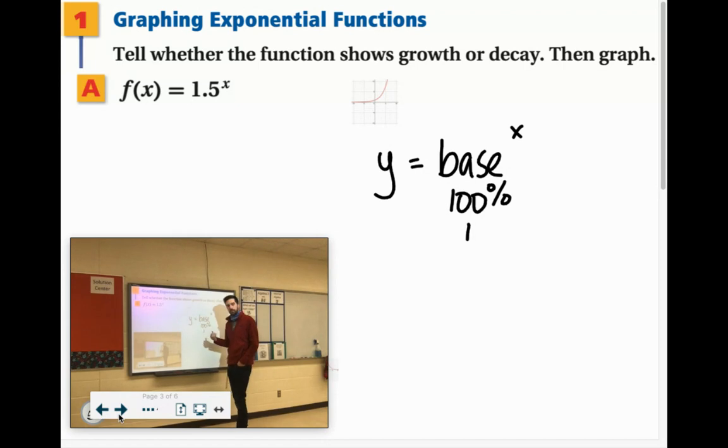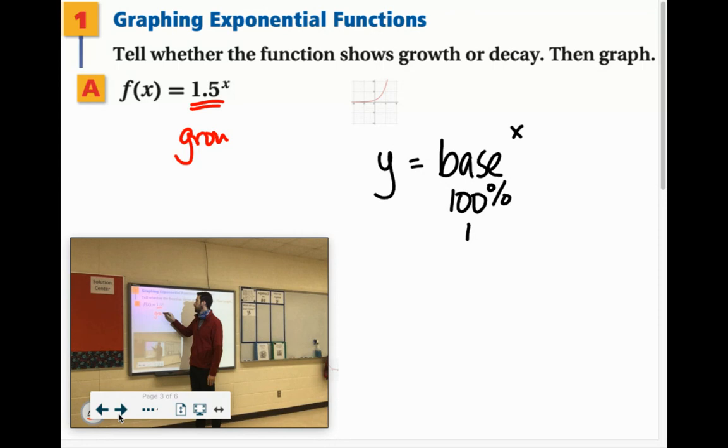If it's anything greater than 1, the number with the exponent, it's going to show exponential growth. Now, if that number is lower than 100% or less than 1, that's going to show exponential decay. So it has to be between 0 and 1 for decay, and it has to be greater than 1 for growth. So if you look at the number with the exponent here, we have 1.5. That's larger than 1, so that would show growth.